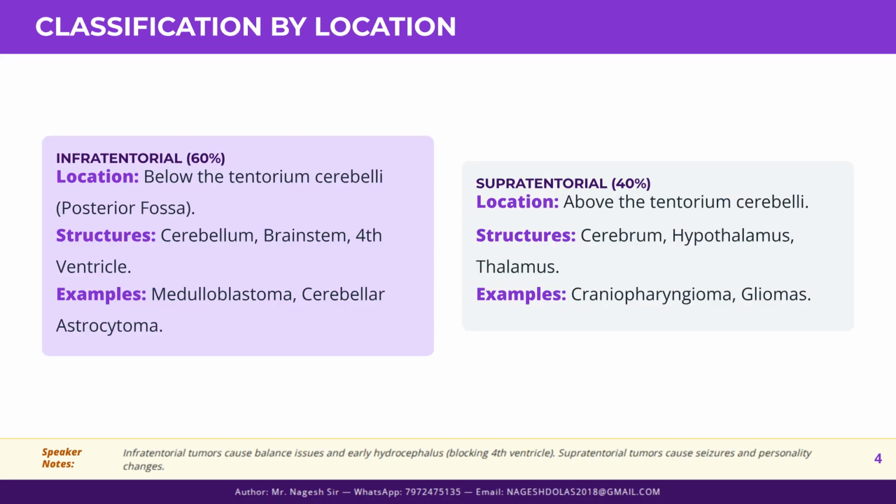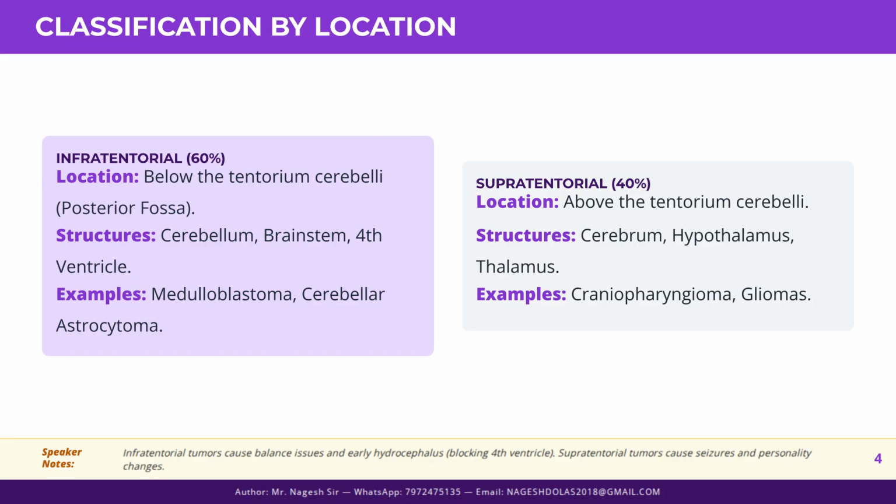Brain tumors are classified by location. Infratentorial tumors, 60%, are below the tentorium cerebelli, affecting the cerebellum and brainstem. Examples include medulloblastoma. Supratentorial tumors, 40%, are above the tentorium cerebelli, involving the cerebrum and hypothalamus.